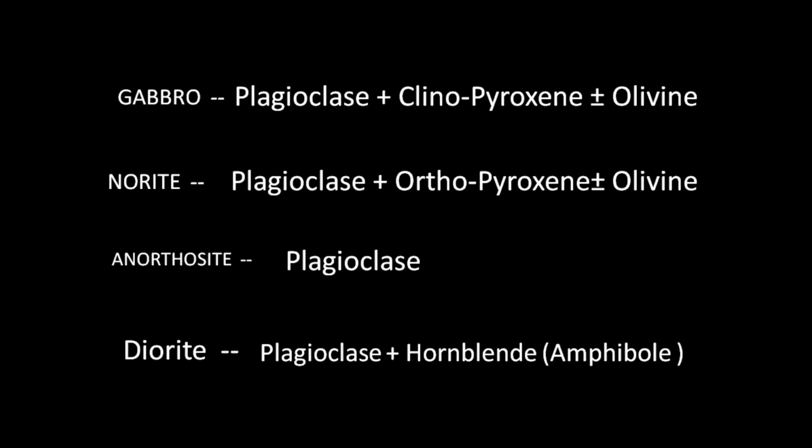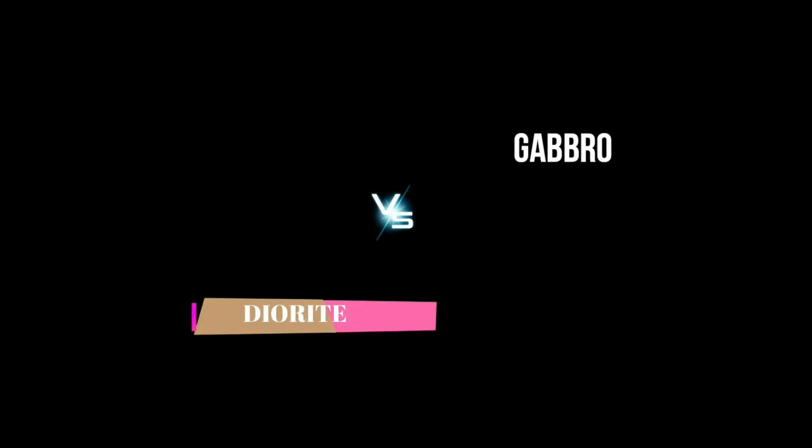Gabbro contains mainly plagioclase, clinopyroxene, and some amount of olivine. Norite contains plagioclase, orthopyroxene, and some amount of olivine, whereas anorthosite is composed of 95% to 100% plagioclase, so it is called a monomineralic rock. Finally, the composition of diorite is plagioclase plus hornblende, which is an amphibole.